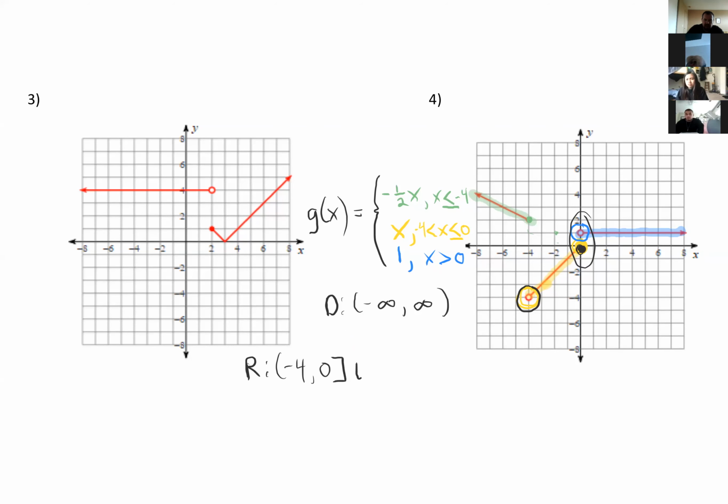I'm going to use a U to say and. And then for the blue graph, it's just 1 everywhere. So I'm going to say the y coordinate would just be 1. And for the green piece, what's the lowest y coordinate on the green piece? 2. So we're including 2. And this one goes up forever. So it's going to look like this.